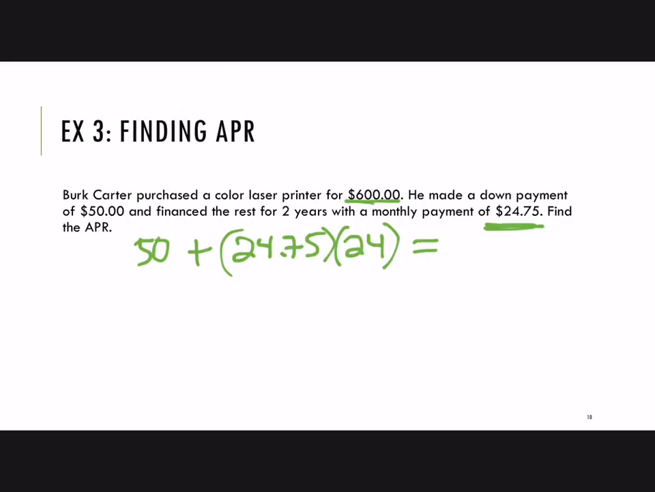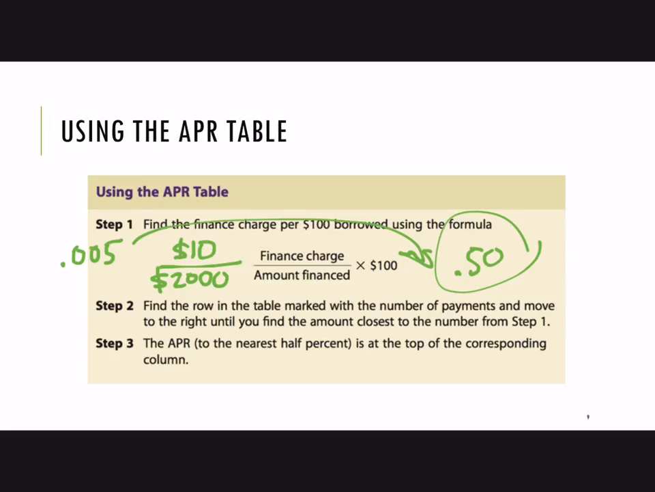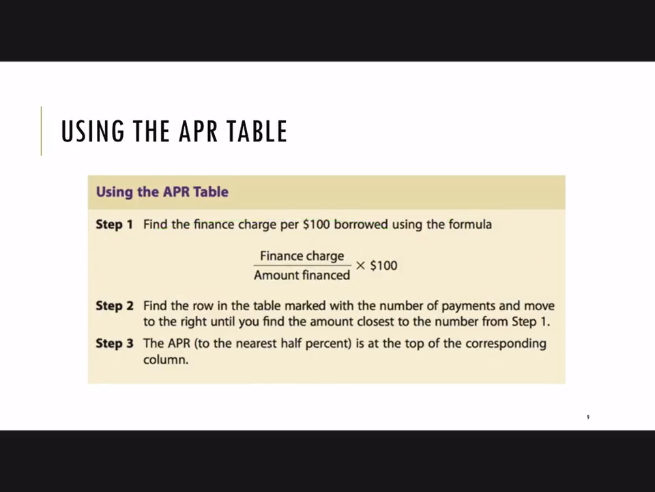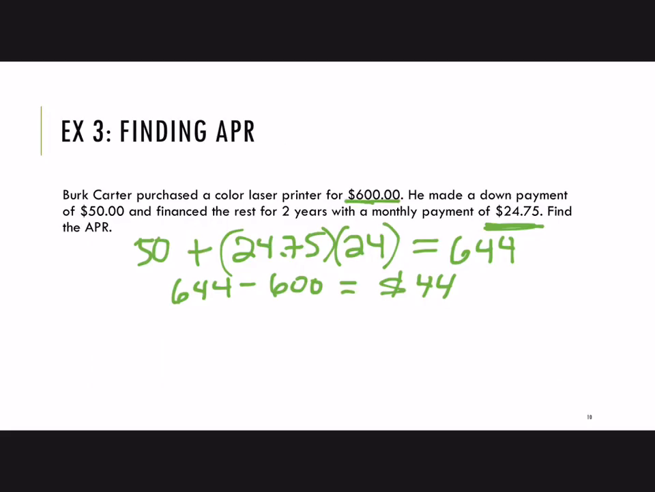All right, so that adds up to $644. And then if we subtract 600, the cost of the printer, that means that the extra $44 represents the finance charge. Now we want to use the finance charge formula to find the finance charge per $100. So we need to divide it by the amount financed and then multiply by 100. So we have 44, divided by the amount financed, and then times 100.